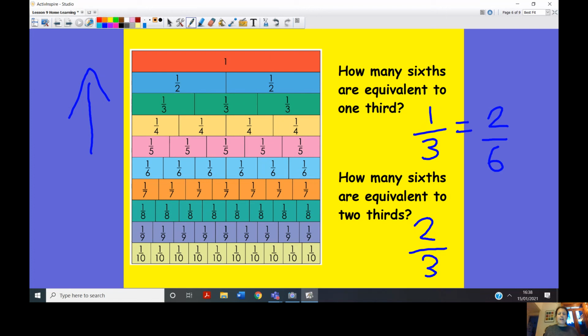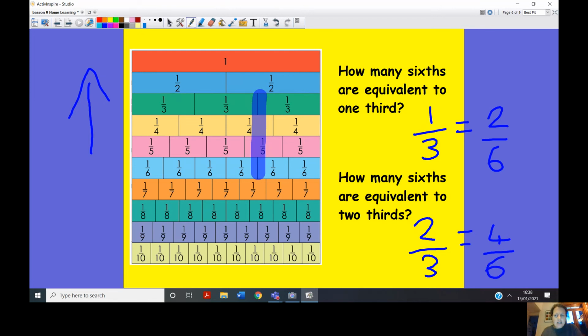Let's have a first look on our fraction wall. I'm going to show you here. So I have my 2/3 here. I'm going to draw a line down, or I can just look and I can see my 2 green blocks here, 1, 2, are equal to 1, 2, 3, 4 sixths. 2/3 are equal to 4/6.